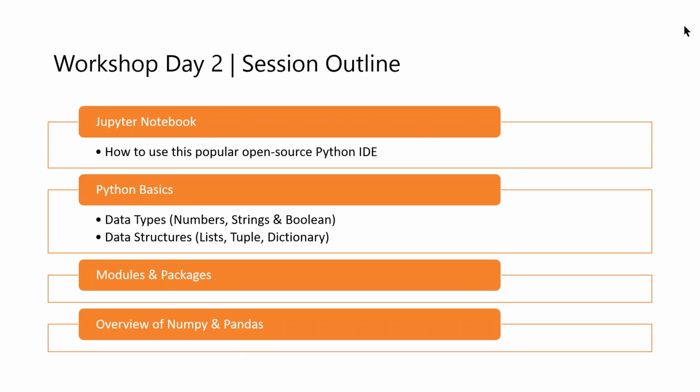So what is the outline for today's session? The outline for today's session is we'll work with Jupyter Notebook, how to use this popular open source Python IDE, and in today's session we'll cover the basics, we'll cover data types: number, strings, boolean; data structures: list, tuple, dictionary; a quick overview of modules and packages in Python, and an overview of NumPy and Pandas packages. This is what we will cover in today's 1 hour session.